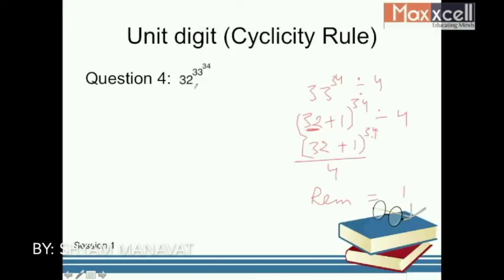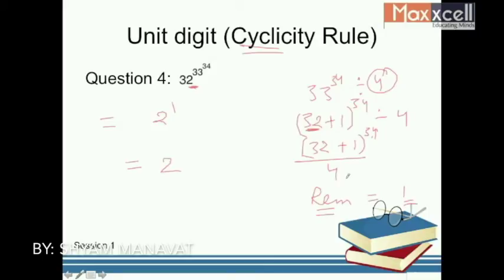So, in the cyclicity of 2, I need to check 4 steps. That's why I am dividing the power by 4 to get the remainder, and I got the remainder as 1. So as we have seen in the earlier examples, this question is as good as 2 to the power 1. Answer is 2.